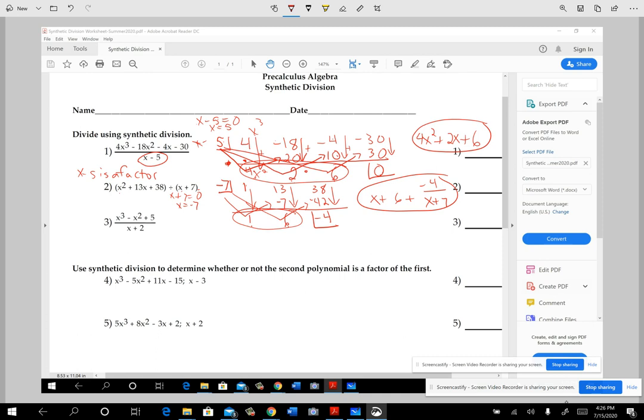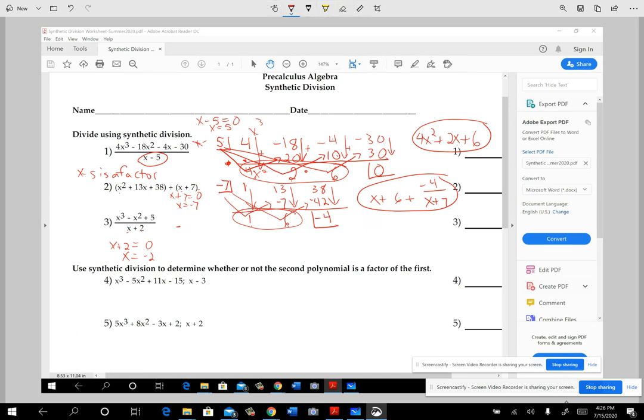See how it went cubed and then squared and then there's no x and then there's a 5? When you set this one up, in the box is going to be a negative 2 since you're dividing by x plus 2. Remember, you think about what would cause that to be 0. That's what goes in the box. I need to move that down just a little to have room.